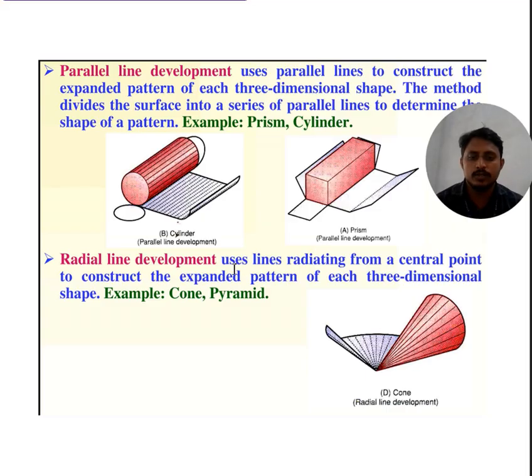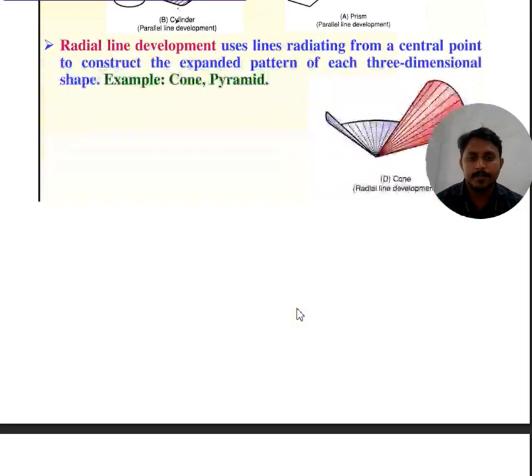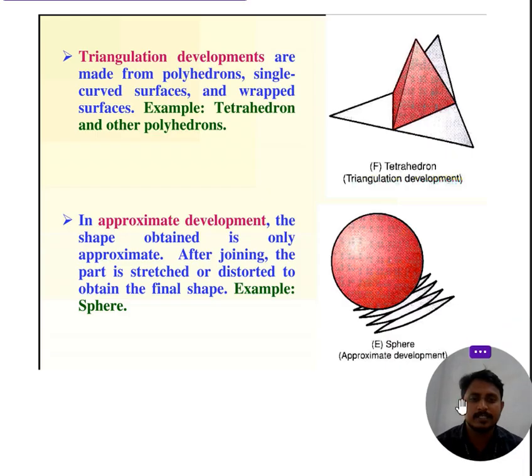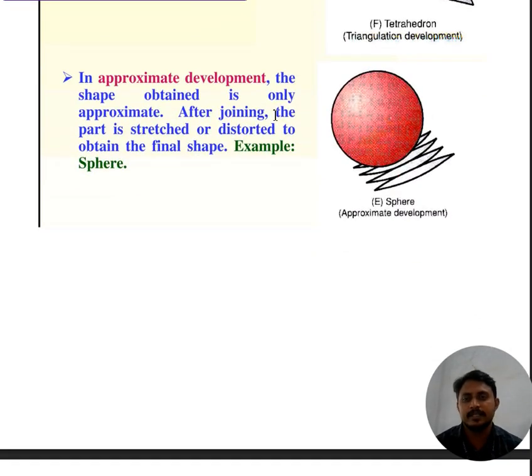Example for cone: the lines radiate from a center point, so from the center point the lines are radially expanded patterns of the three-dimensional shape. Example for cone and pyramid. Then the other one, triangulation development. This is the triangulation development case, made of polyhedrons or single curved surfaces. Example for tetrahedron and other polyhedrons. The approximate development method is the approximate shape, like a sphere. It is used for double curved surfaces.